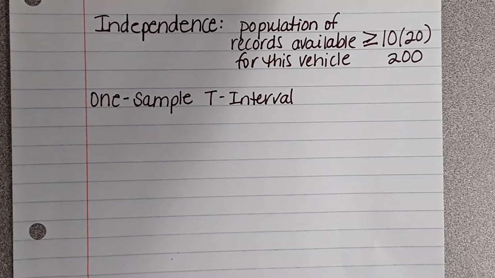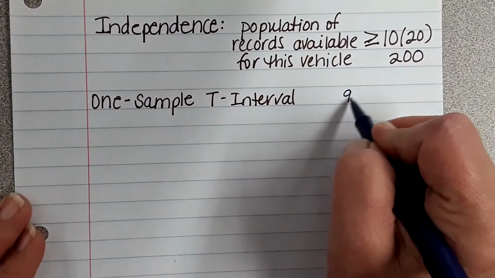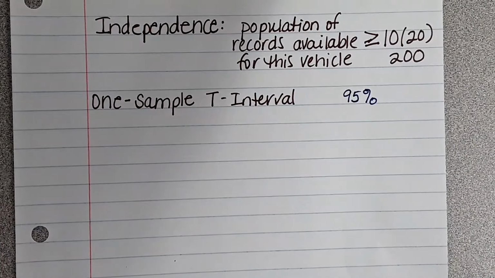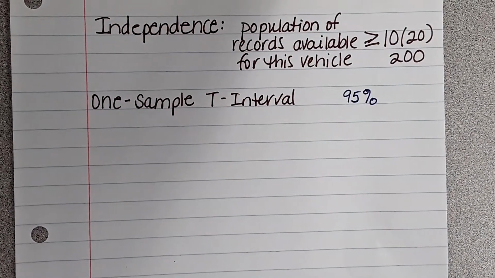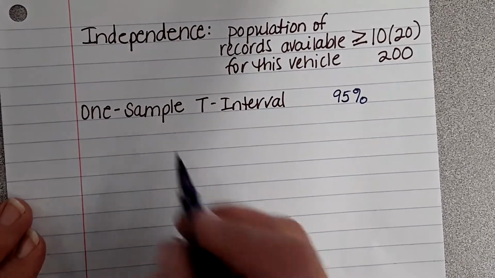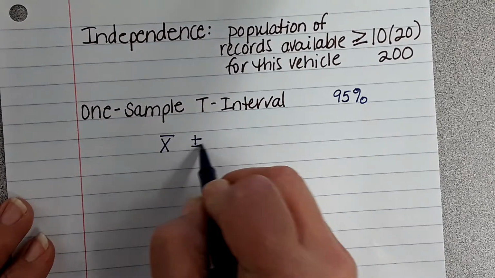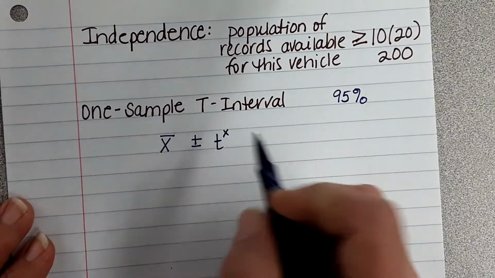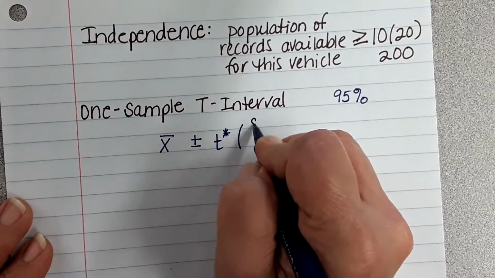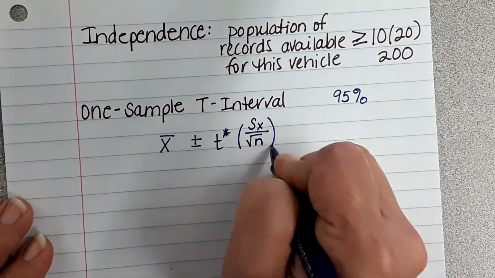In this problem, 1031, they told us 95% confident, so we're going to put 95%. If they don't tell you, just go ahead and use 95. So our confidence interval is going to be x bar plus or minus t star. Remember, t star comes with degrees of freedom. And then it's going to be s of x divided by the square root of n.